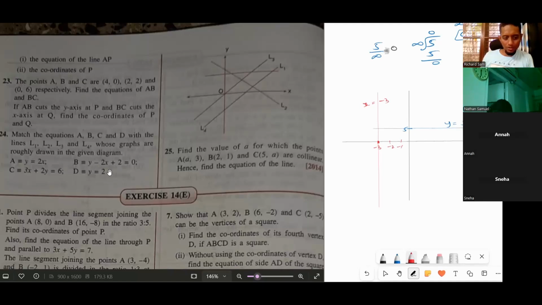In B, if you put 0, 0, then 0 minus 2 into 0 plus 2, that is 2 is equal to 0. No, it's not getting satisfied. Here also, if you put 0 and 0, we're getting 0 is equal to 6. So it's not getting satisfied. Okay, so A is for L3. So what is remaining is B and C.